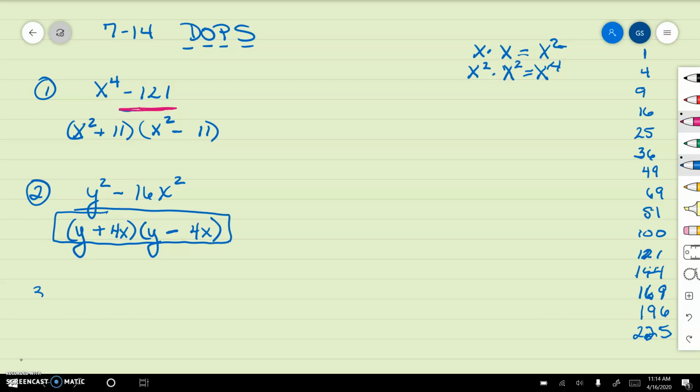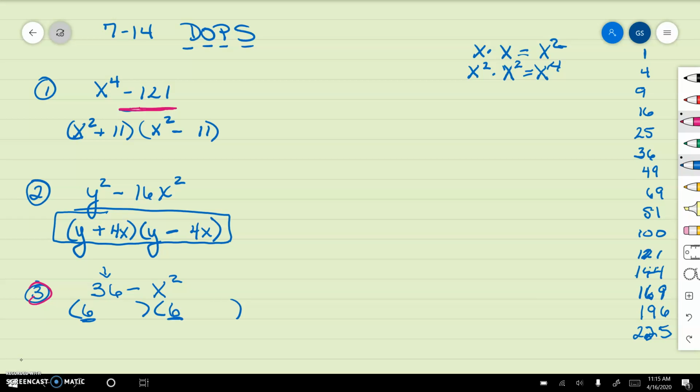All right, how about this one? Number 3. 36 minus x squared. Here, our constant is coming first and our x squared is coming second. Well, in that case, we're going to follow the same rules. We're going to double bubble. Now, whatever's in the front, meaning this 36, has to go in the front of each of these parentheses. So the square root of 36 is 6.